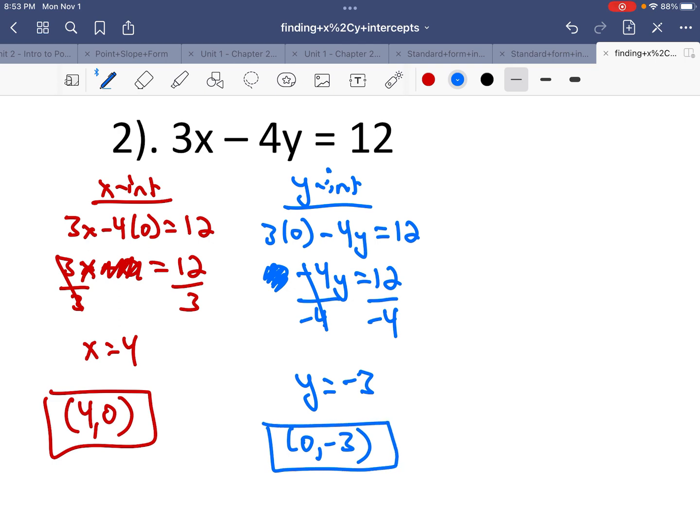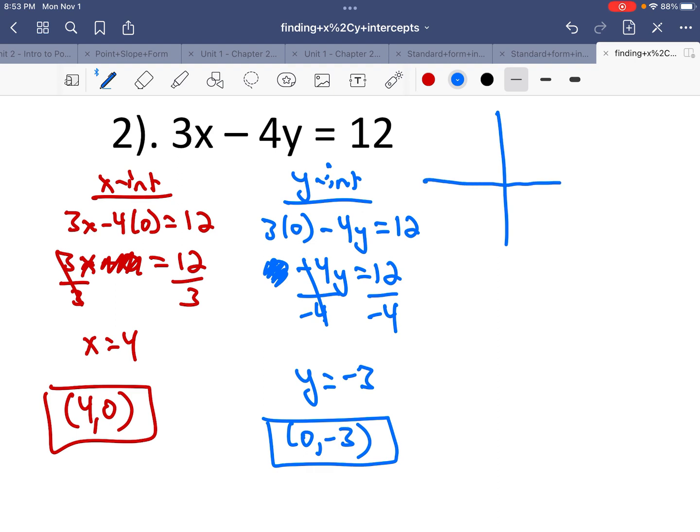Okay, and just remember, guys, your y-intercepts and x-intercepts are where the line crosses the x and y axes. So I actually can graph this line using x and y-intercepts. All I need is 2 points to draw a line. My x-intercept is (4, 0), so I'm going to go over 1, 2, 3, 4. My y-intercept is (0, -3), so I'm going to go down 1, 2, 3, put a dot. And guess what? Your line goes through the x and y intercepts. So this is another way if you want to graph a line. We could always use intercepts.